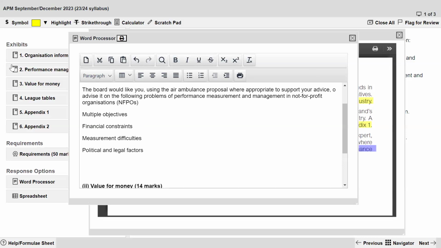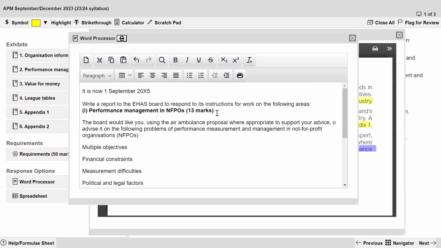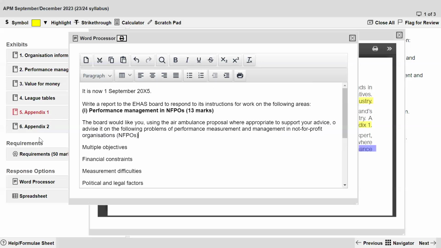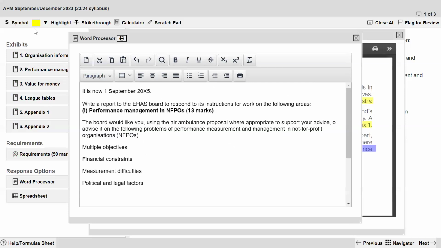So here the question is actually what? The question is a 13-mark requirement. And obviously, in the whole question, there are 10 marks available for the other things also. So what are we going to do? We're going to think about what pointers we can come up with for each of these bullets, for each of these headings.